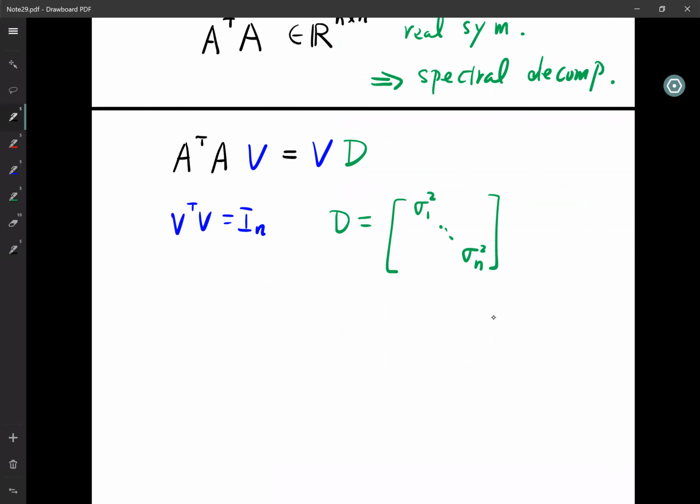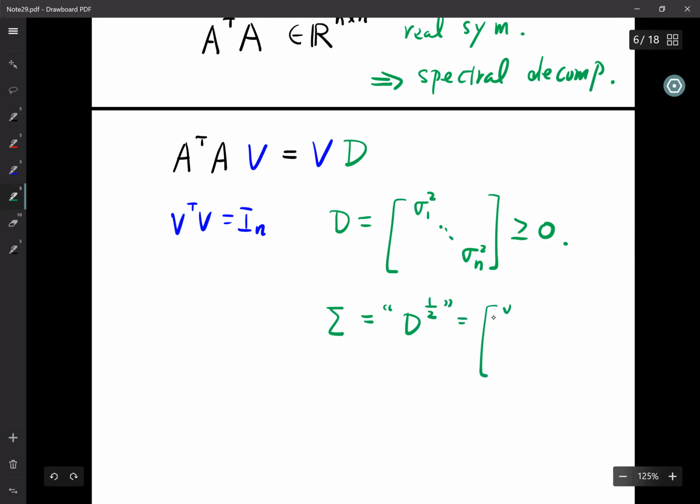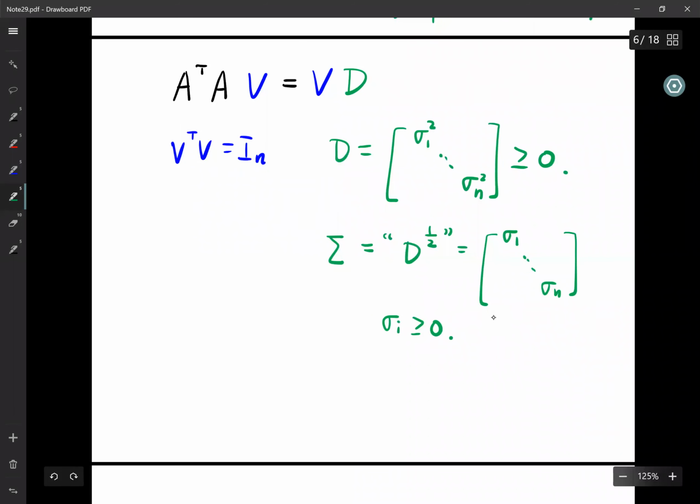So what do we have? For A transpose A, we did the eigenvalue decomposition, and this is a non-negative matrix. For simplicity, let's also define sigma to be formally D to the 1/2, which is this matrix, sigma 1 to sigma n, and I can choose each sigma i to be non-negative. Because this is square, I can always choose the positive square root. Okay, so this is the first step.